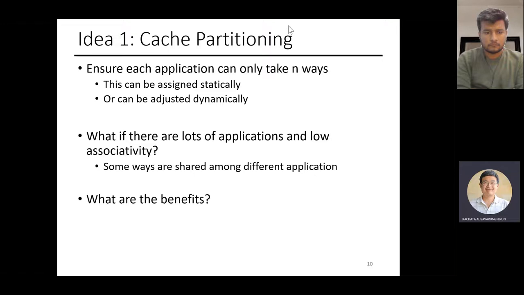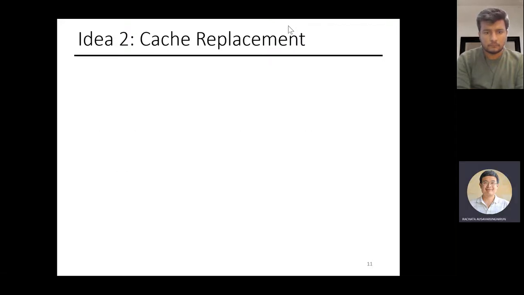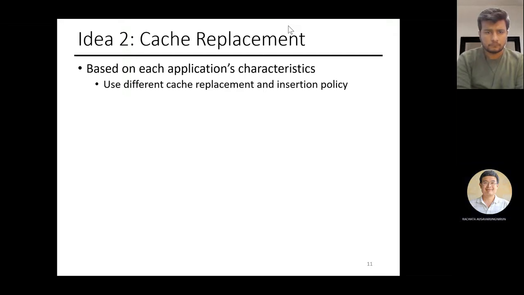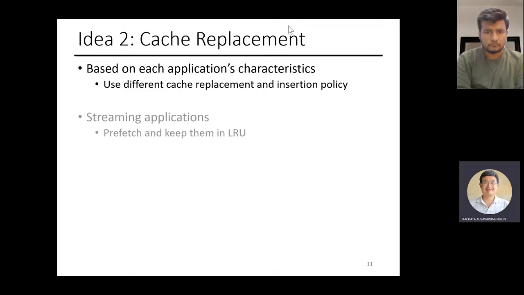The second idea is you can manage the cache replacement policy based on each application's characteristics. What do I mean by that? I can use different cache replacement and insertion policies, and we talked about this quite a bit in the caching lecture. We will now dive deeper into, now that we have multiple processors, how can we manage the cache better in terms of replacement and insertion?